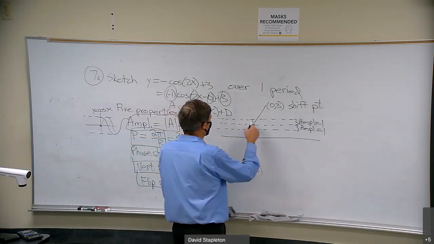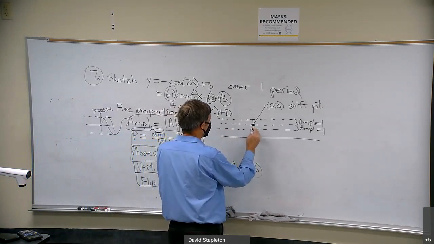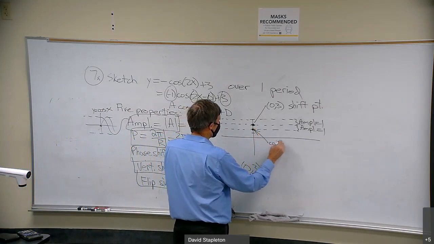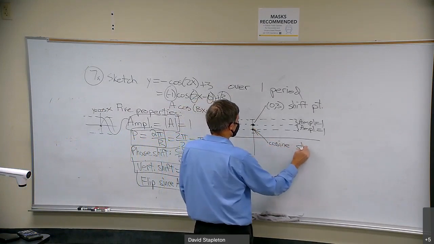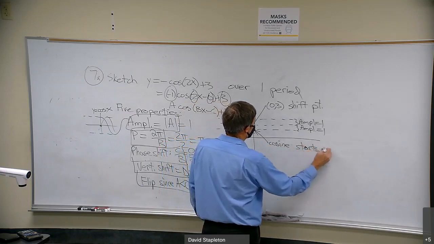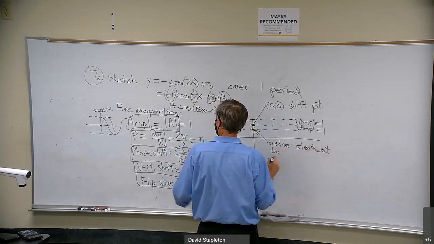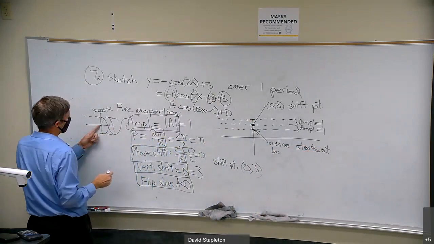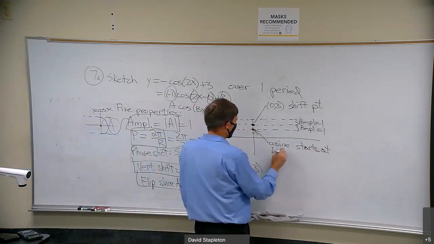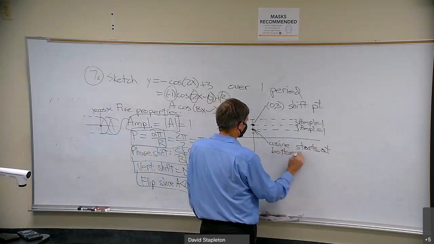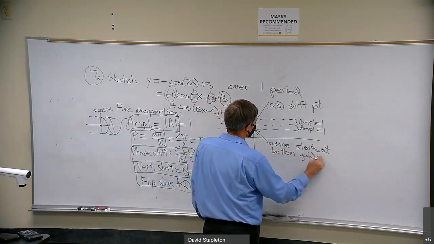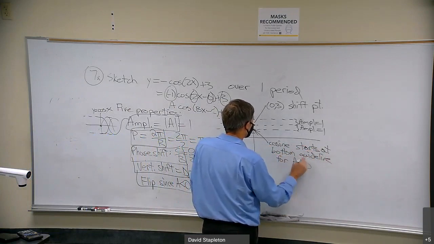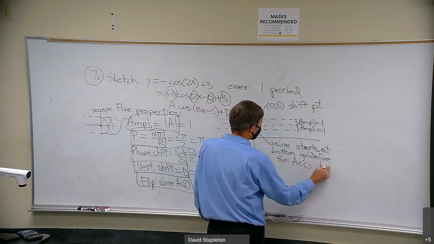If it's a cosine, we'll start here at the bottom guideline when A is negative. So cosine starts at the bottom guideline, just because it's the flipped cosine with the origin shifted to here. Cosine starts at the bottom guideline when A is less than 0. Below the shift point.